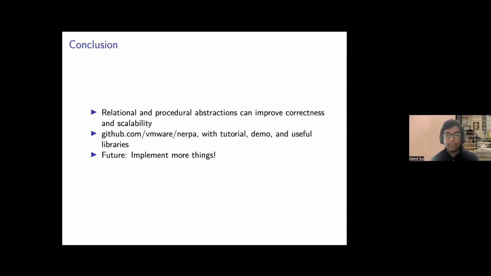In conclusion, we hope you agree that relational and procedural abstractions in combination can improve correctness and scalability. In NERPA, these combinations occur at many different levels. OVSDB is relational, ddlog is mostly relational with procedural components, and P4 match action tables are relational, while packet processing is procedural. These abstractions combine in beautiful and complex ways to make it generally easier to program a performant and scalable network.